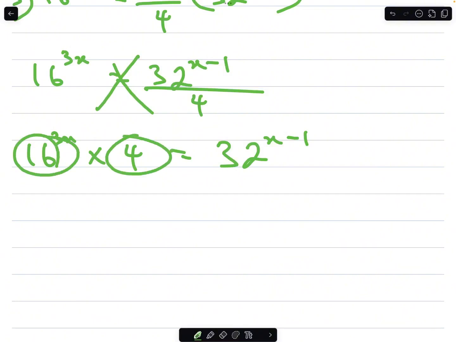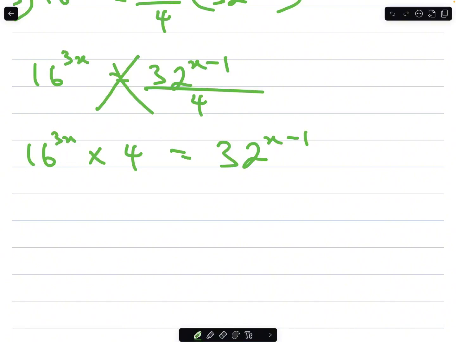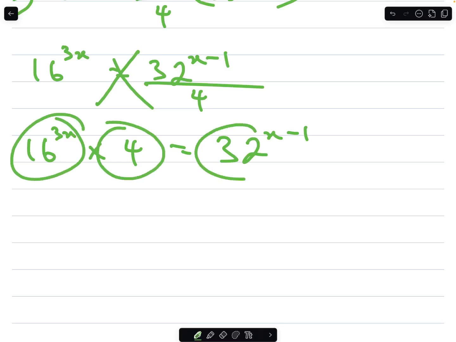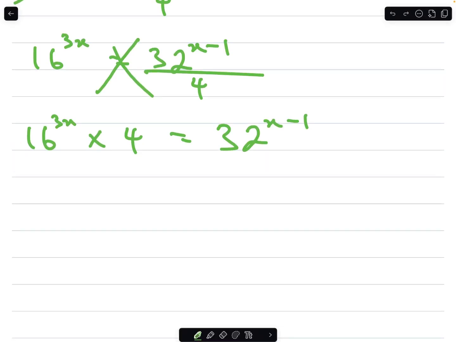Now, in what base can you write all of this? The base of 2. In what base can you write all of these so that they can be the same? Base 2, yes, exactly. Or what power can you express all of these as to make them uniform? 2. Write all of them as powers of 2.